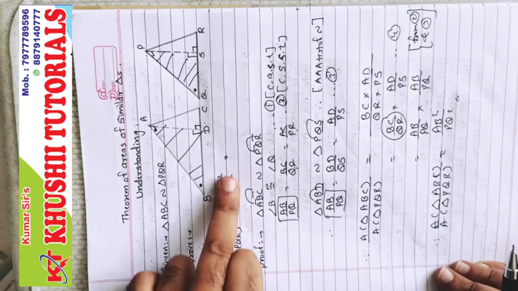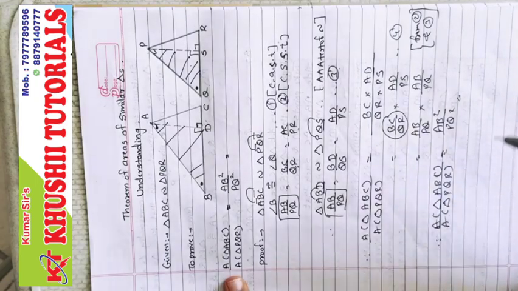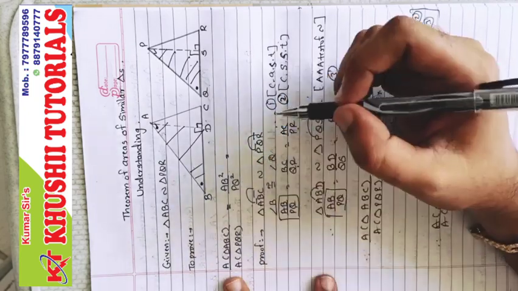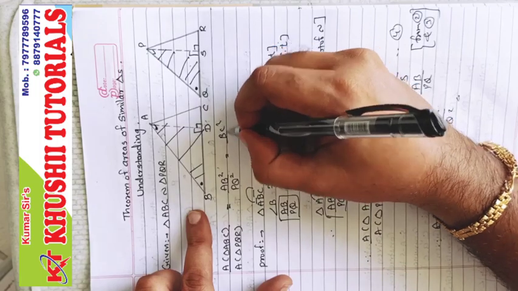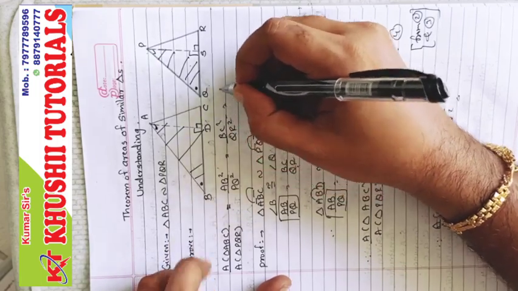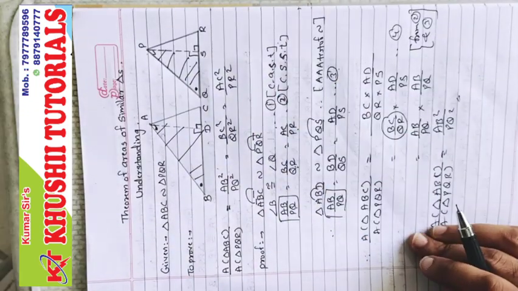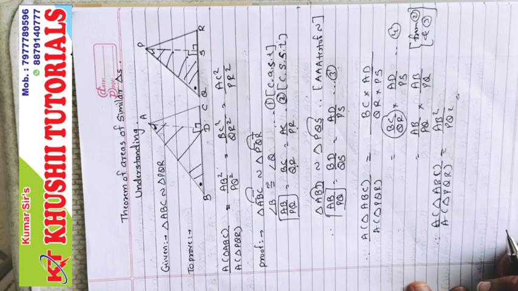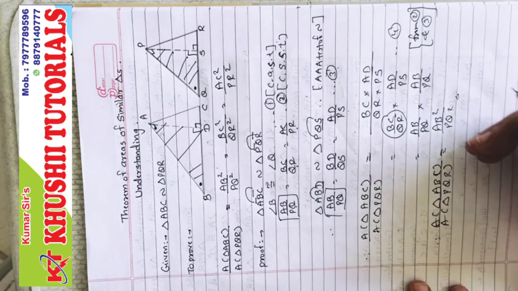That means we have proved this thing, correct? Similarly, we can prove area of triangle ABC upon area of triangle PQR equal to AB square upon PQ square equal to BC square upon QR square equal to AC square upon PR square. So this is the end of this theorem, right? It is a bit lengthy but not that difficult, and it is very important.